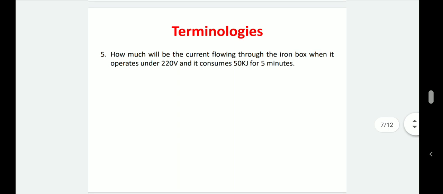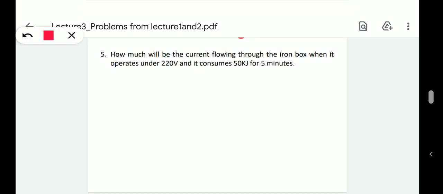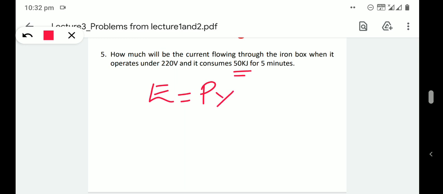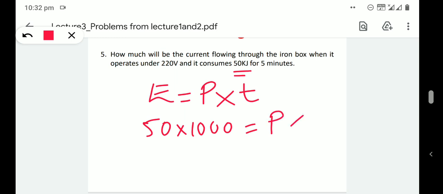Then next is: how much will be the current flowing through the iron box when it operates under 220 volt and consumes 50 kilojoule of energy for 5 minutes? So energy is given, voltage is given, time is given, and we need to find out current. Since energy is given, we can write energy is equal to power into time. Here energy is 50 kilojoule or 50 into 1000 joules, which equals power, which is not given, so P, into time, which is 5 minutes.